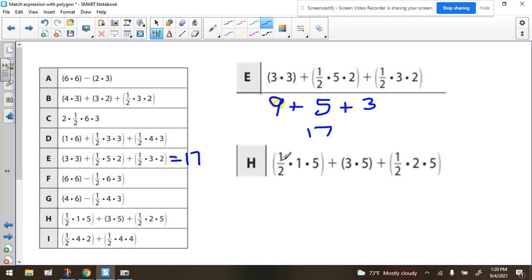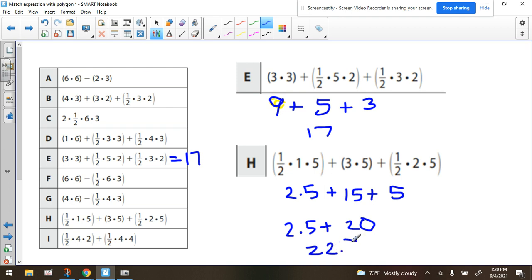So here, if we do half of 1 times 5 is 5, and half of 5 would be 2 and 5/10. 3 times 5 would be 15. And if we do 2 times 5 first, just because it's compatible, and take half of that, that would be 5. This plus this adds up to be 20, and if we add 20 plus the 2.5, then that's going to equal 22 and 5/10. All right, so let's put that over here.